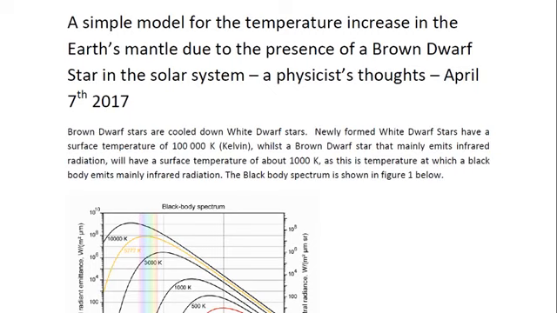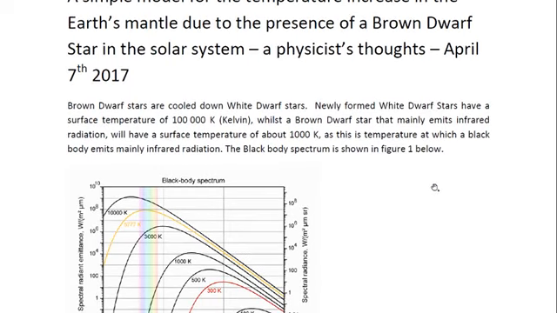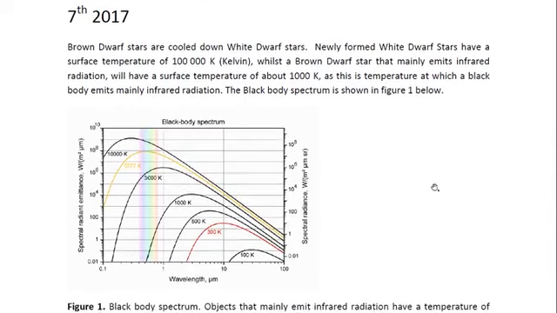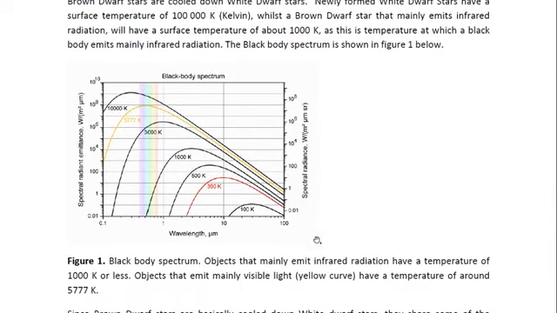Brown dwarf stars are cooled-down white dwarf stars. Newly formed white dwarf stars have a surface temperature of about 100,000 Kelvin, whilst a brown dwarf star that mainly emits infrared radiation will have a surface temperature of about 1,000 Kelvin or less. And at this temperature, it will emit mainly infrared radiation. And we can see that from the black body spectrum here.